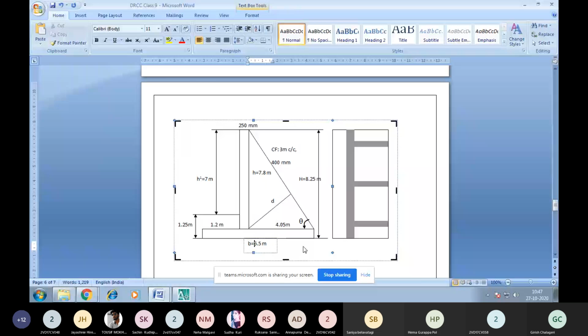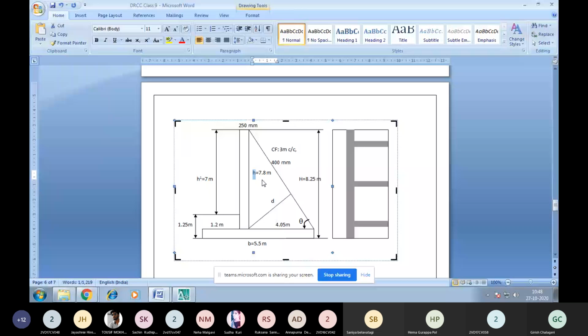So the height of the backfill will be the total 8.25 minus the thickness of the slab, that is 0.45. We are assuming the thickness of the base slab. So 8.25 minus 0.45, we got the height of backfill for the design of the stem as 7.8 meters. How did we get it? The total height 8.25 minus the thickness of the slab, we are assuming 450 mm.